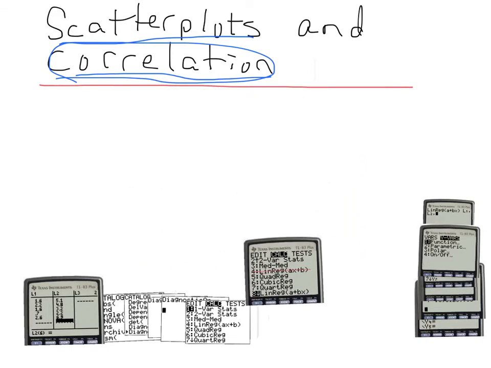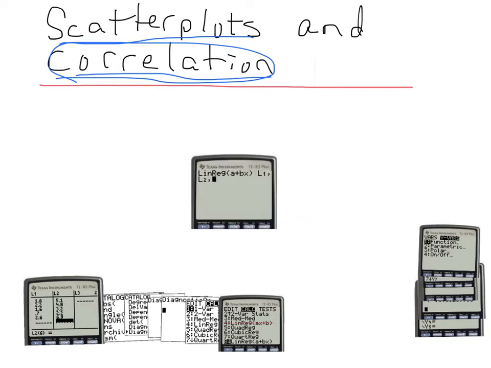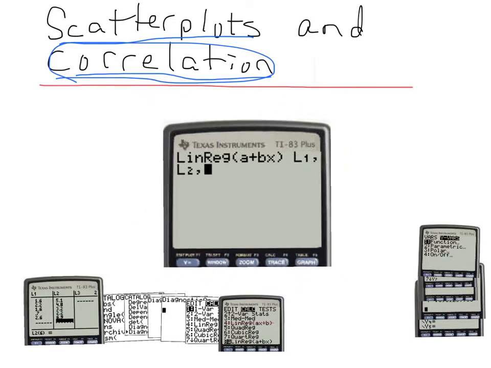So you're going to hit enter on 8, and then that'll bring up this screen. It'll say linreg a plus bx, and I'd like you to type L1, comma, L2, and then hit comma. What you're asking the calculator to do right now is make this linear regression line, which we're going to look at next week, but along with the linear regression line, we're going to get a correlation, and that's what we want out of this. So you type in linreg a plus bx, then L1, comma, L2, comma. Don't forget that second comma.